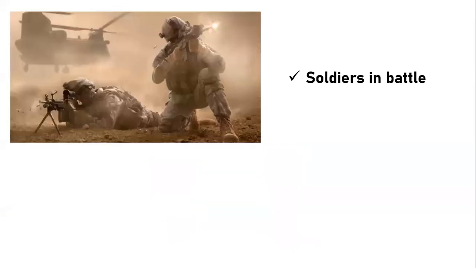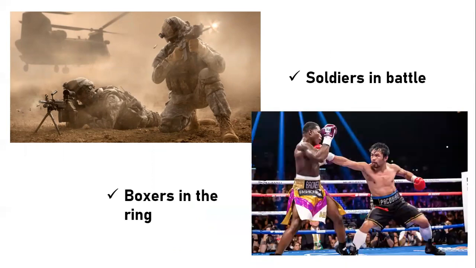A simple example would be the soldiers in battle, or boxers in the ring, for they have to suffer severe wounds, but they do not notice them until the intensity of the fighting abates. So in other words, it's really the mind that tolerates the pain that we are feeling. It's the mind that controls what we are feeling.